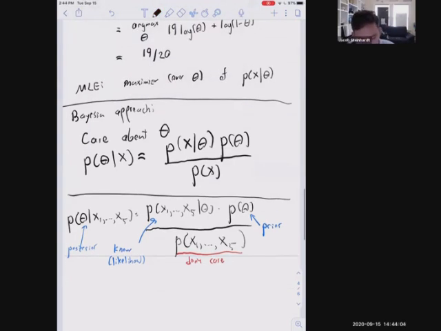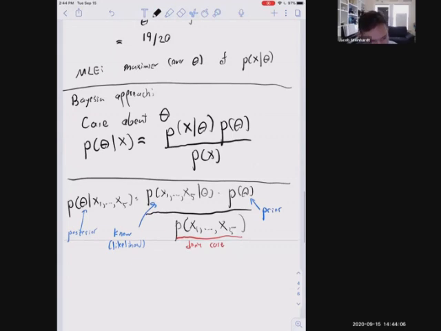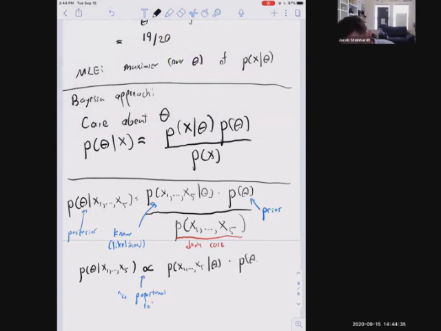And we're going to write this in a slightly different way, which is that P of theta given x1 through x5 is proportional to the likelihood times the prior. This is a symbol that says "is proportional to."